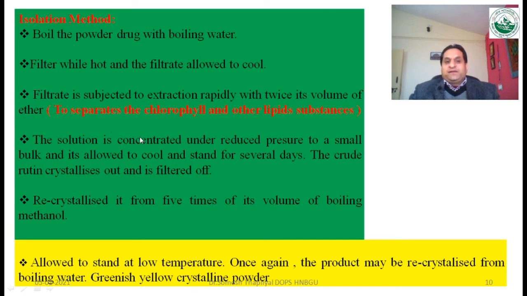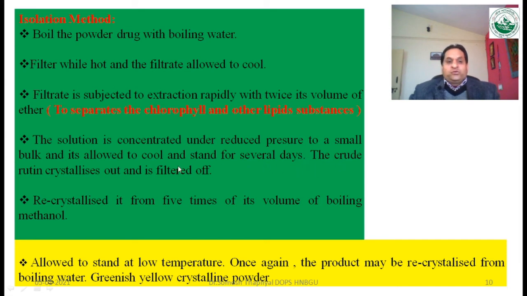We will separate the ether layer, and the solution is concentrated under reduced pressure to a small bulk and allowed to cool and stand for several days. Now what we are doing is taking the ether extract and evaporating it under reduced pressure with the help of distillation. So under reduced pressure we will do the distillation, and we will evaporate all the ether. Then we will allow it to cool and stand, and we will wait for several days.